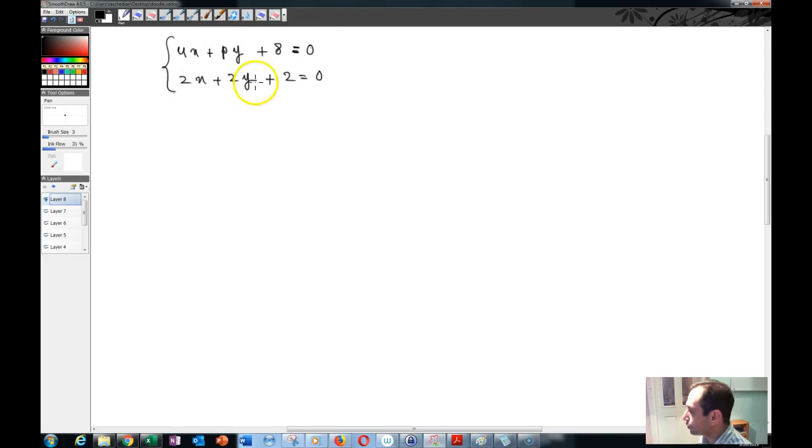Okay, so we have a couple of examples here which have probably nothing to do with the formulas that we just derived, but they are good examples. We can do them here. We have two linear equations: 4x plus py plus 8 is equal to 0, and 2x plus 2y plus 2 is equal to 0, and this is a pair of linear equations.